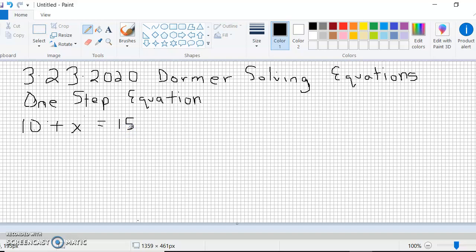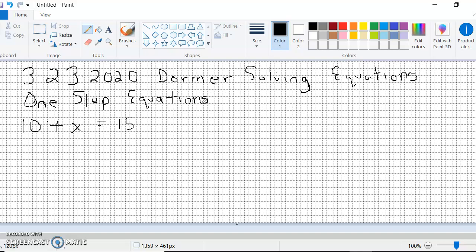One of the things I want you to do is get a piece of paper or a notebook. I think it's better to have a notebook because we're going to be using it to the end of the school year. Write your name on the top of that page in your math notebook: 8th grade math for Dormer, March 23rd, 2020, solving equations and one-step equations. All right, so you have written that down. You can always pause the video and write down this one-step equation.